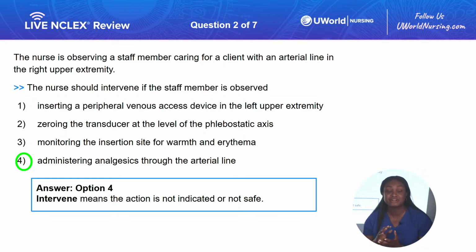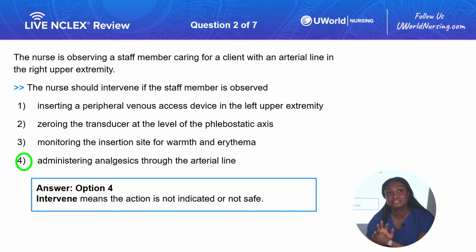If a nurse is observing someone administering analgesics through the arterial line, we definitely want to stop that. An arterial line is something that we use to invasively measure blood pressure, and it's very sensitive. We monitor the site for warmth and erythema because it can go bad very easily if it's not monitored quickly. If you have a blood pressure cuff on the same arm, or if you start drawing labs from the same arm, you kind of treat it as a limb extremity. If you administer analgesics or any medication through the arterial line, that is going to mess up the reading and mess up that arterial vessel. So that is something that we do not want to do.